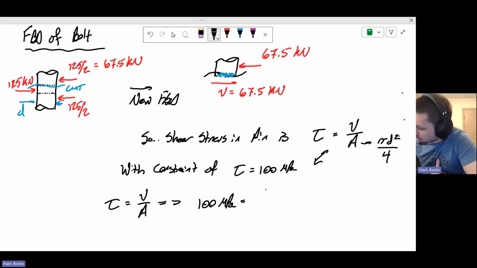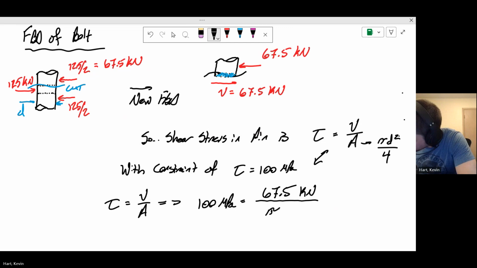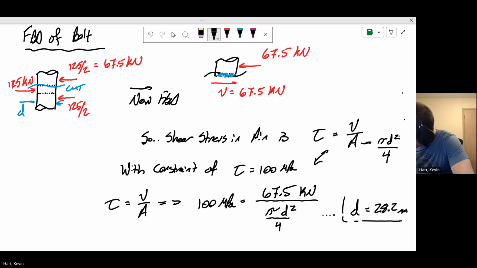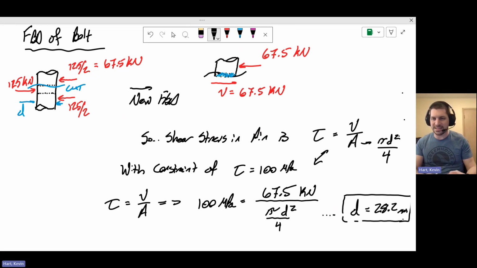This is equal to the shear load, which is 67.5. Remember, that's from up here above. Kilonewtons. And then divided by cross-sectional area, which I'm going to use that variable d. It's pi d squared on 4. All right, put this all together, and you'll come up with the diameter of the hole must be at least 28.2 millimeters. There we go. That is the diameter that we require such that the pin does not fail in shear.